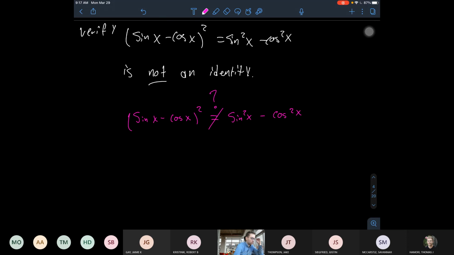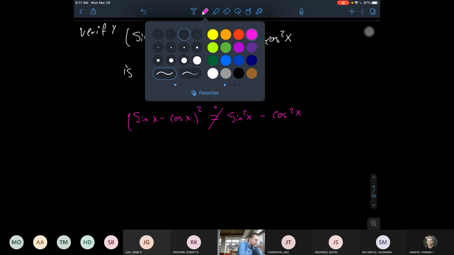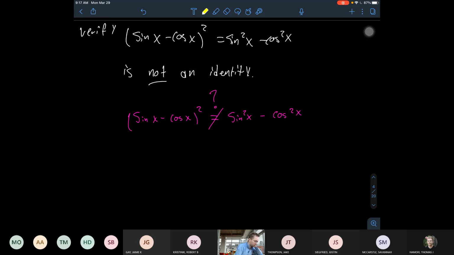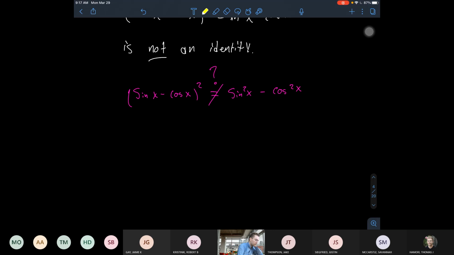Okay, so what should we do? We should try to rearrange this in a way that we get something which is obviously untrue. So I'm going to just FOIL out this first term. I would get sine squared x minus 2 sine x cosine x plus cosine squared x. And I want to check, well, that this is not equal to sine squared x minus cosine squared x.